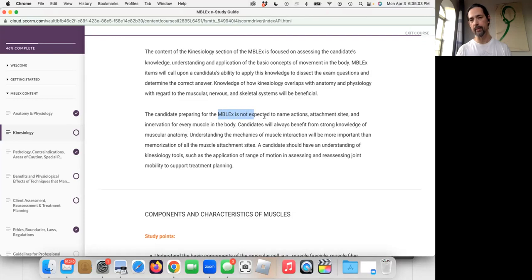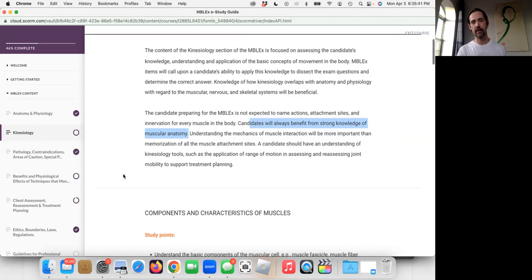A candidate prepared for the MBLEx is not expected to name actions, attachment sites, and innervation for every muscle in the body. In my opinion, that means that you need to be familiar with the actions and the attachment sites for most muscles in the body. Maybe with the innervation, I don't really cover that, but to me, that's an ambiguity that they're leaving open to give you questions on a few attachment sites, a few actions, but you're not expected to know those for every muscle in the body. You'll benefit from a strong knowledge of muscular anatomy.